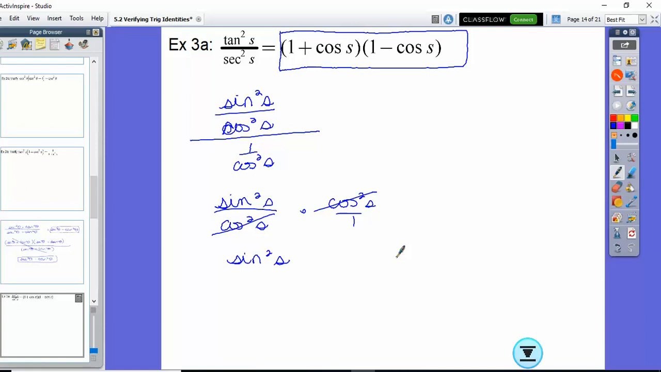All right, look at your box. Look at where we're going. I need cosines. All I have is a sine. Is there anything I could change sine squared to?